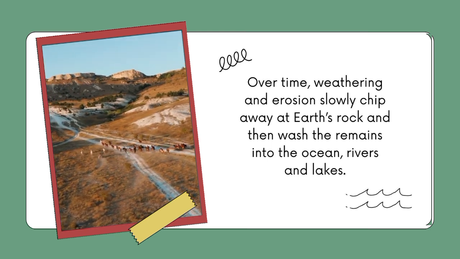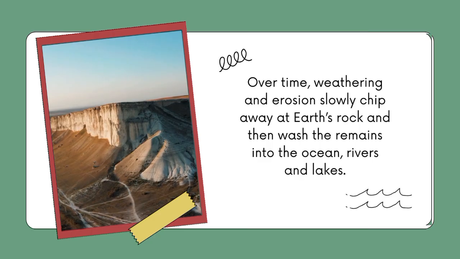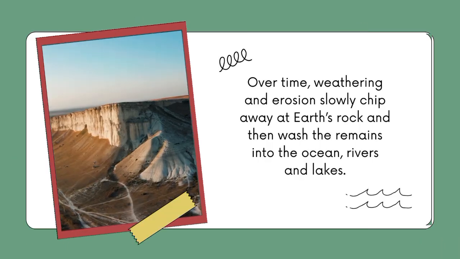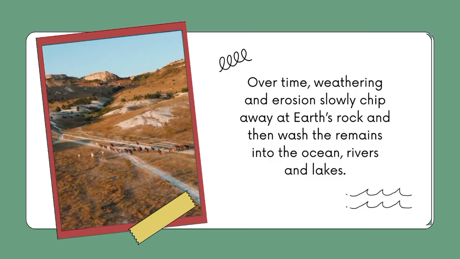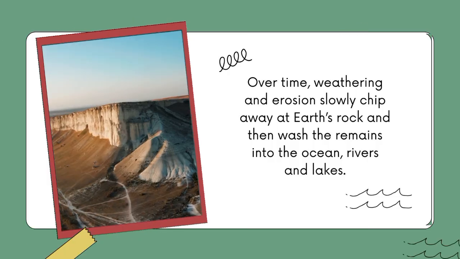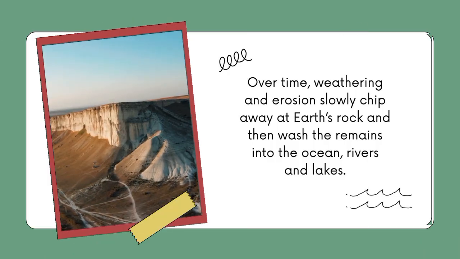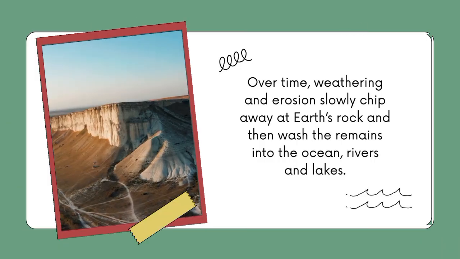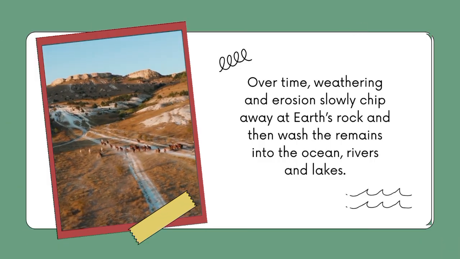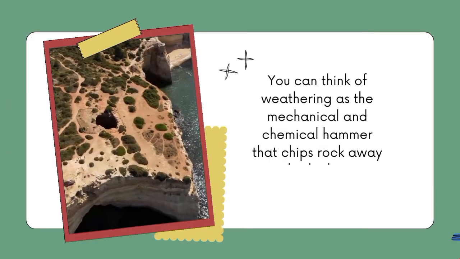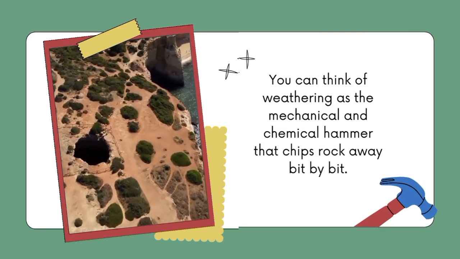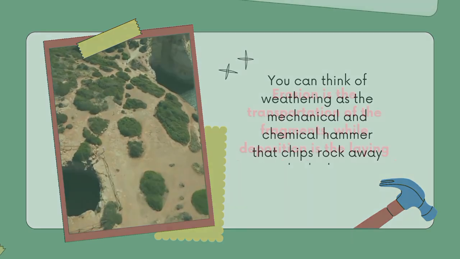Next, we have the process of weathering and erosion. It describes how over time natural forces like the wind, water, and temperature changes break down rocks into smaller pieces. These broken down materials are then carried away by erosion, which transports them to oceans, rivers, and lakes. You can think of weathering as the mechanical and chemical hammer that chips rock away bit by bit.